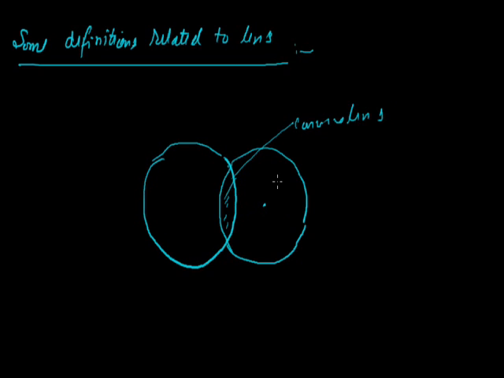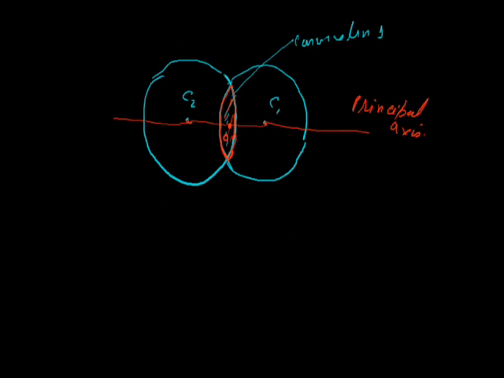This part is denoted by C1, this is C2, this line joining C1 and C2 is principal axis. This point is O. This part is known as lens. Convex lens is made up of two solid transparent spheres. The shaded part is known as convex lens.